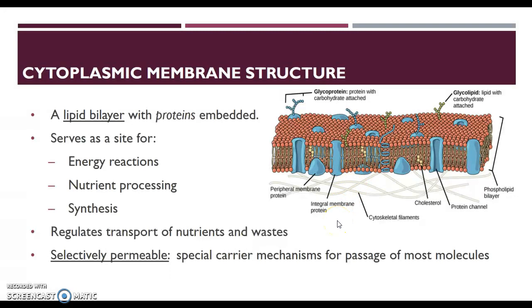The cell membrane is the site for a number of different activities, including energy reactions, the processing of nutrients, and the synthesis of different components and compounds. The cell membrane is also key to regulating the transport of nutrients into the cell and waste out of the cell. The cell membrane is called selectively permeable because it is very selective about the types of materials that are allowed to cross the membrane and either enter or leave the cell.